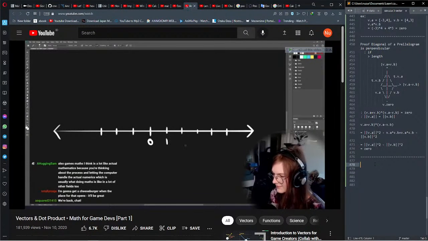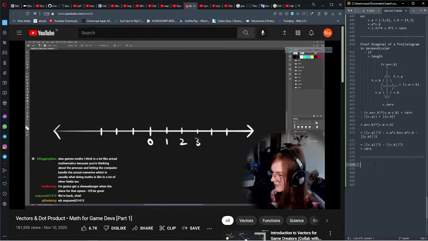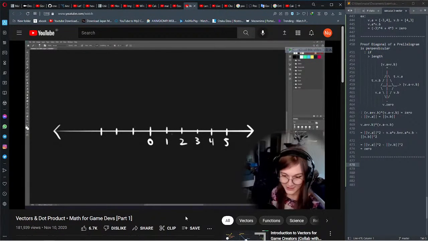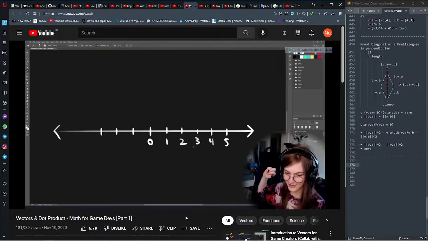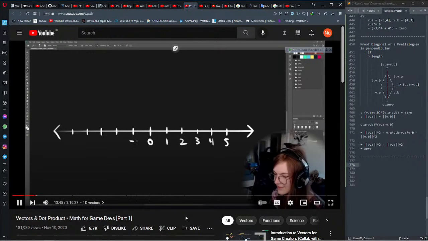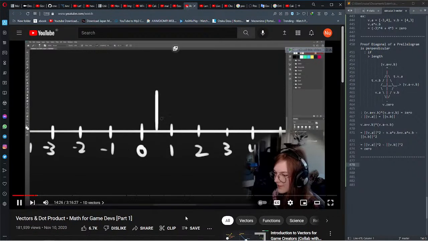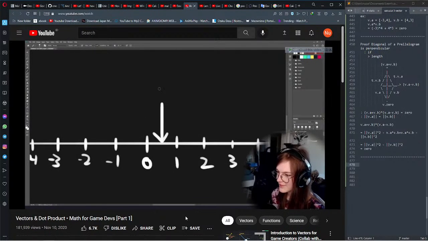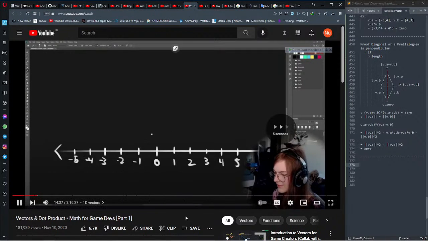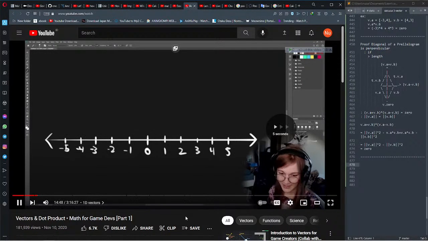All right, so we have 1, 2, 3. So all integers are on these little notches. All right, cool. So this is a number line. There are negative numbers on the other side of the center, right? So whole numbers are integers, and then between those, you can have decimal numbers, right? So you have 0.5 here, so that's halfway between.